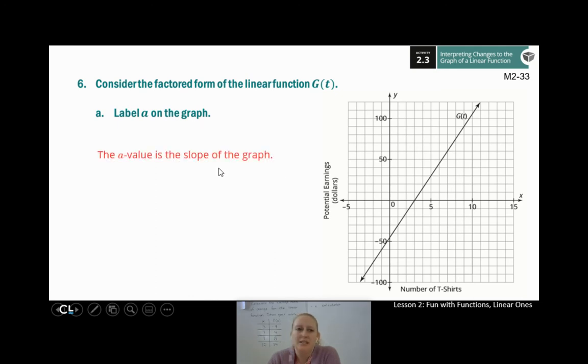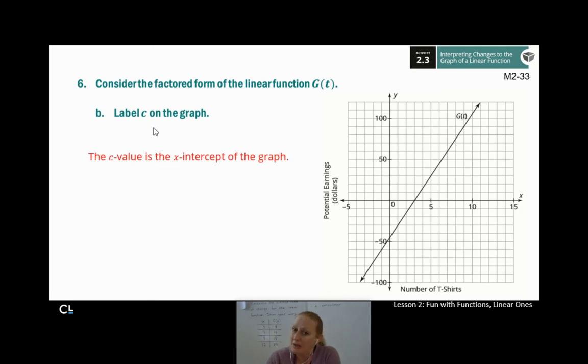So again, A is the slope of the graph. We know that, rise over run, there it is, hooray. But now let's talk about C. We said that the C value is the x-intercept of the graph, or the zero of our function. So that means it's going to be right there. So there's my C value. My C value is 3, isn't it?